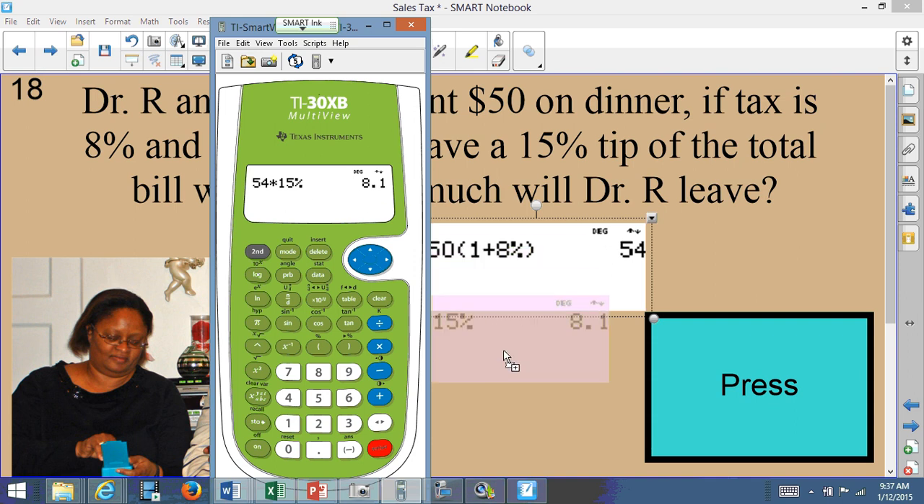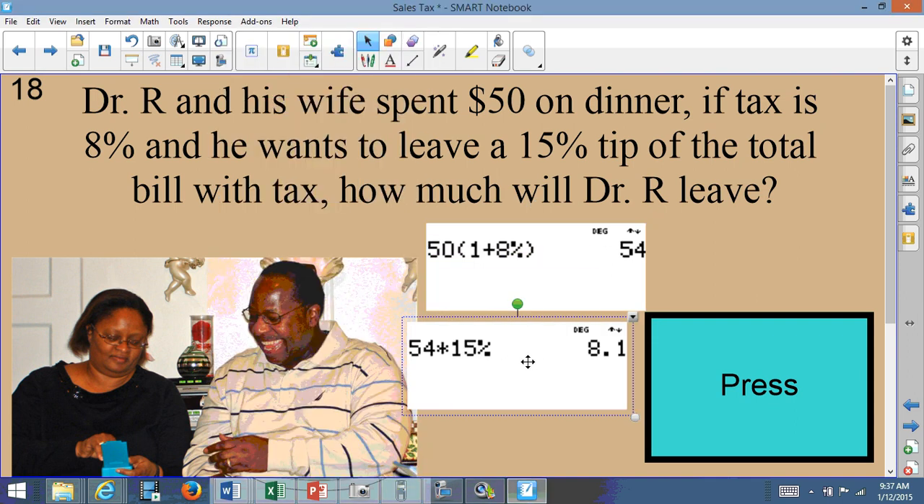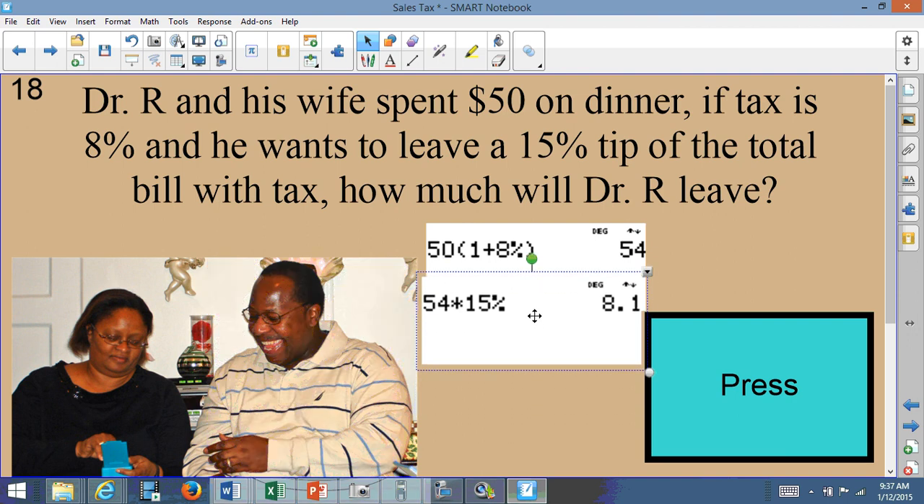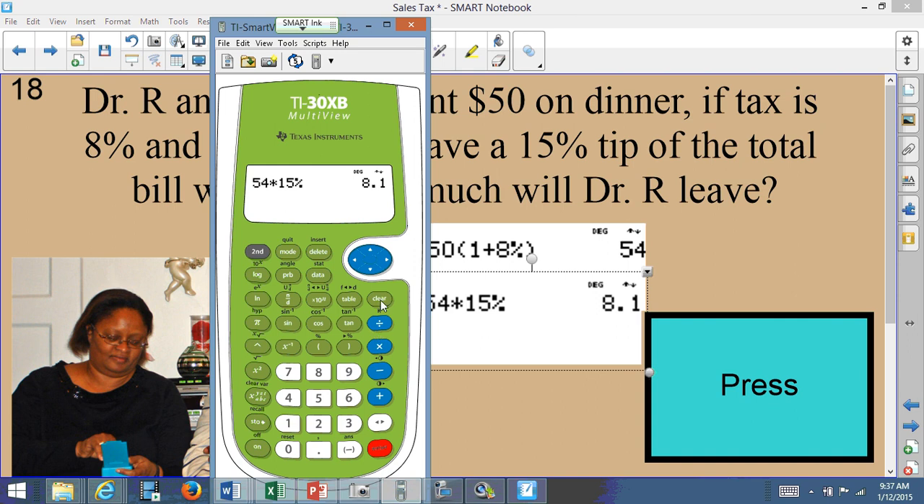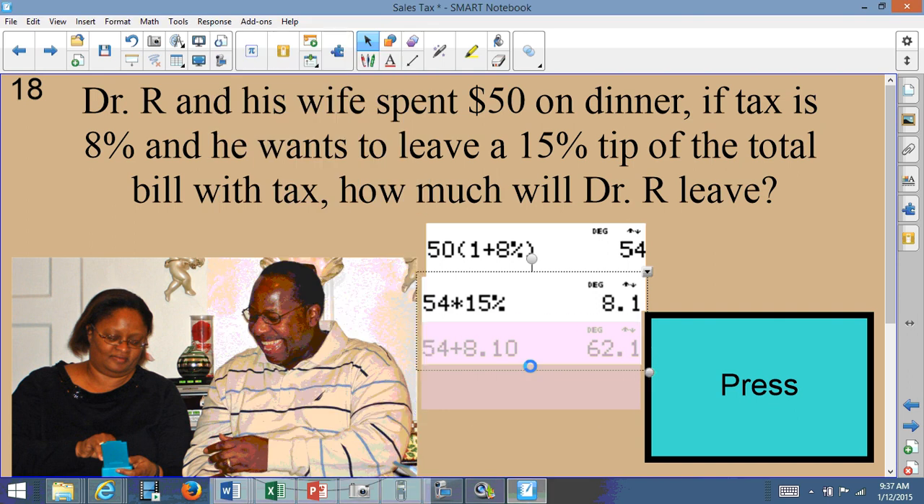So if you want to know what the amount of tip is, there's the tip, $8.10. Now he's going to leave the $54 for the sales tax with the dinner price, and he's got to leave the tip for the waiter to have for himself. So let's see what the total is going to be. So let's add those two things up. So $54 plus tip for the waiter, $8.10. That's for the good service. Dr. R will leave $62.10.